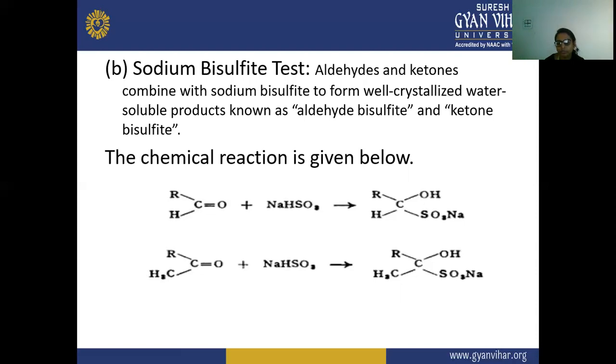The ketone is reacting with the sodium bisulfite, and by this reaction, ketone bisulfite is formed. So this is a second method that is used to distinguish aldehyde and ketone from the other functional groups. Both of these tests, 2,4-dinitrophenylhydrazine and sodium bisulfite, are given only by aldehyde and ketone, so that we can distinguish them from the other functional groups.